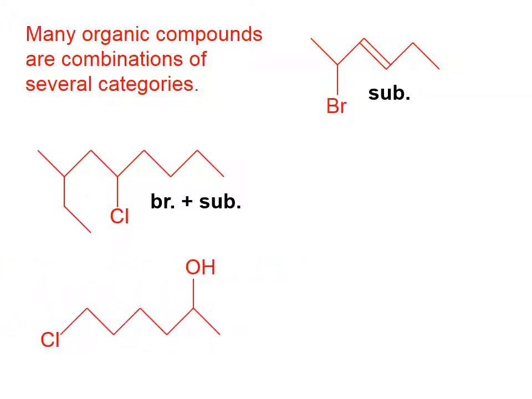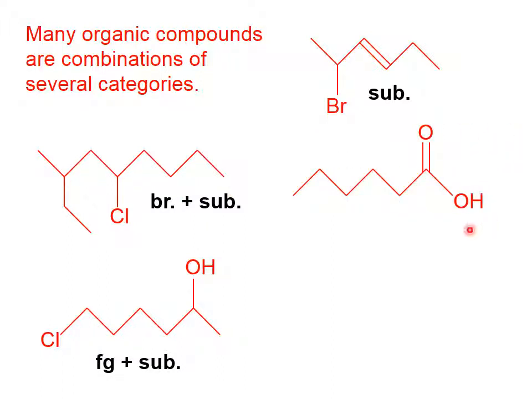What about this molecule down here? It's substituted. We have a chlorine on this end, so that's a substituted compound. It's also got the alcohol functional group. This molecule has a functional group and it's substituted. Here again you can see that many organic compounds are combinations of some of these things. Let's do two more examples.